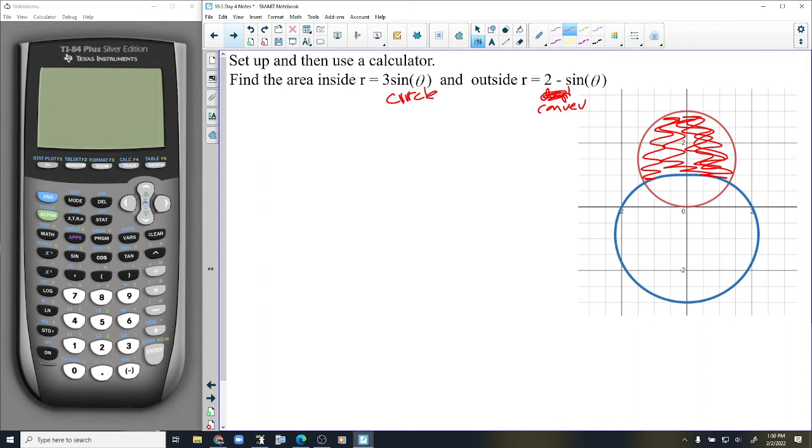And we have to think about, well, how do we get these areas? Where is it sweeping through in a circular fashion to get this area? And we don't start at 0 because there's no area over here that we're looking for. We don't start looking at area until we get right there. That's where we start getting area, right at that intersection point. So 3 sine theta is equal to 2 minus sine theta. 4 sine theta equals 2, and sine is a half. Sine's a half at pi over 6, and then again over at 5 pi over 6.